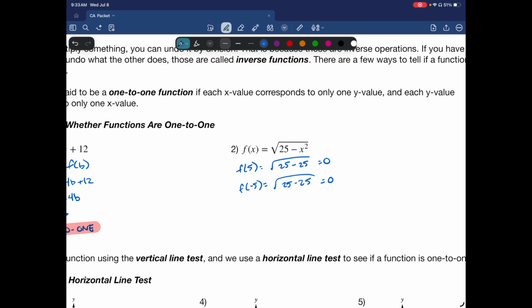They need to be distinct. One x corresponds with one y. The x's don't repeat and the y's don't repeat. Because on this one the y's repeated, this is not one-to-one.